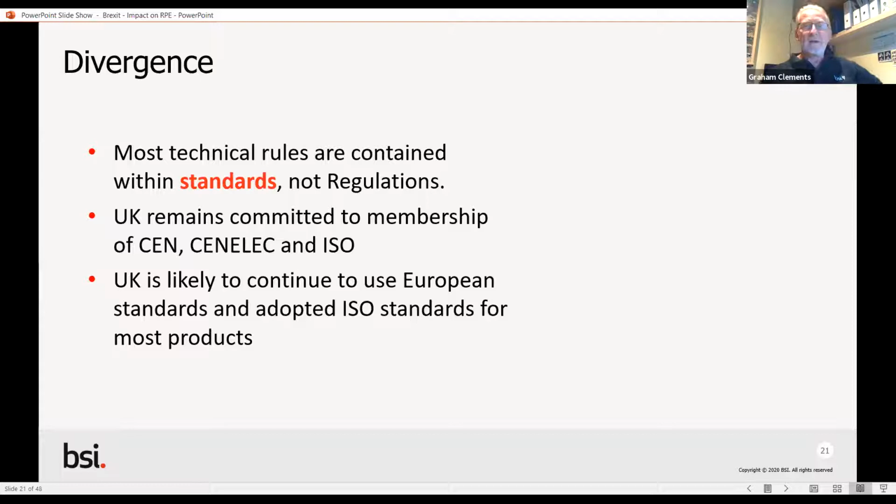So we see a lot of BS ISOs rather than BS EN ISOs. So we're going to carry on that route. We're into standardization. We're a major part of it, and we're not going to change that. So divergence will be small in the short term.